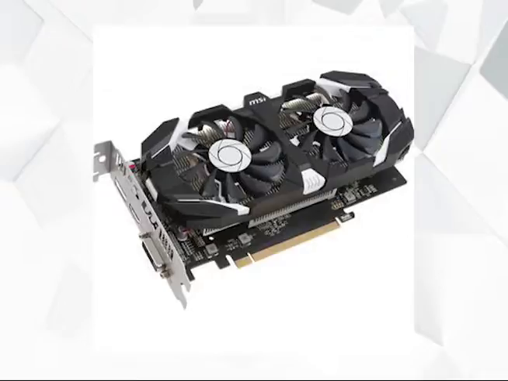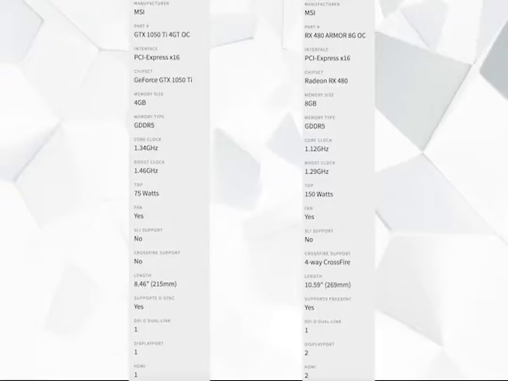So basically I've taken a look at two different GPUs here, one made by NVIDIA and the other one made by AMD. You may recognize the name AMD from when we were talking about CPUs, and that's because both types of processors are made by AMD.